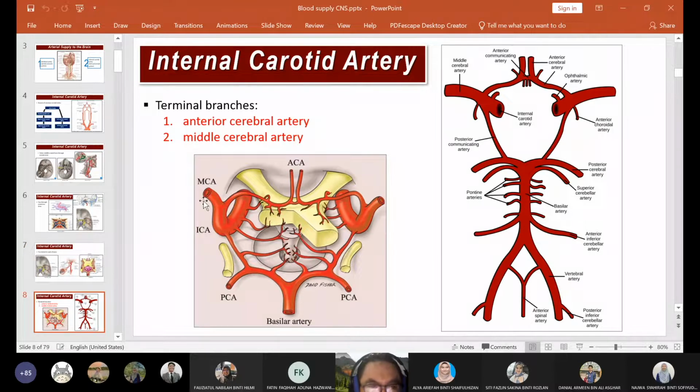So, the terminal branches of the internal carotid arteries are the anterior cerebral artery and the middle cerebral artery. Anterior cerebral and middle cerebral. Tadi, kat sini adalah optic chiasm. If you remember, here is where the optic chiasm is, somewhere here. The internal carotid artery is lateral to it, and it has two terminal branches.